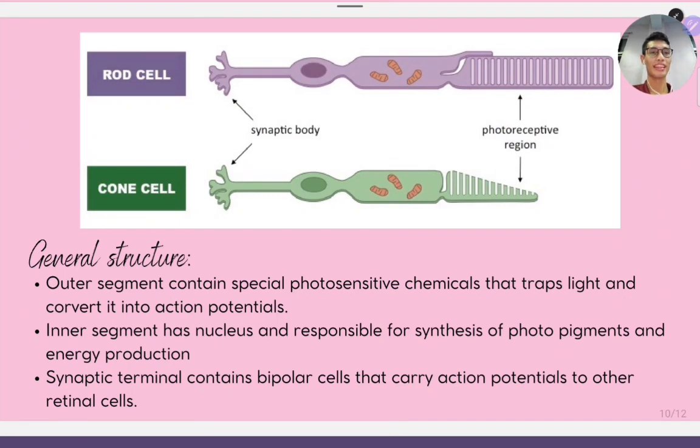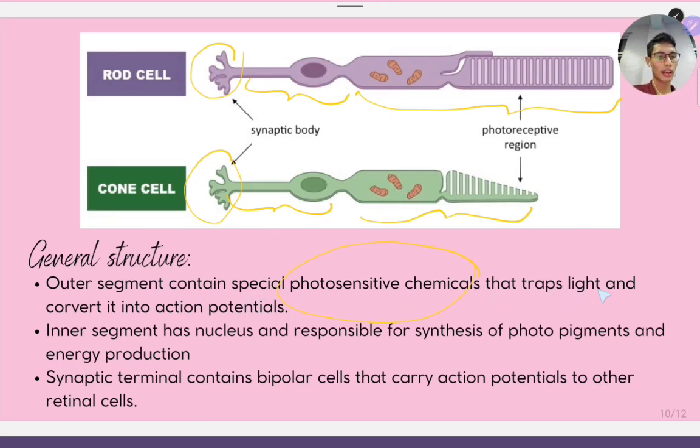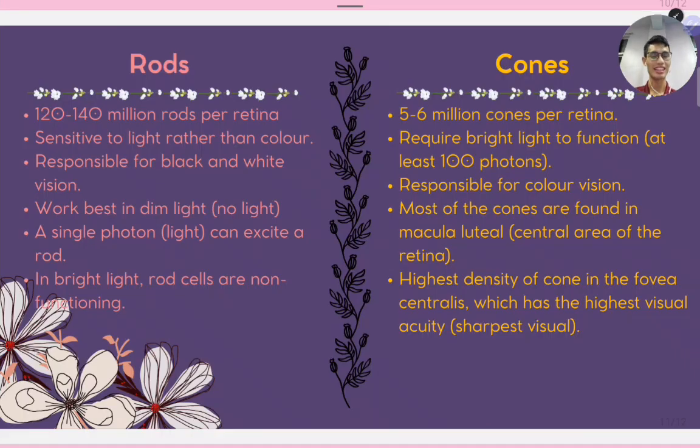Photoreceptor cells can be divided into three segments: the outer segment, the inner segment, and the synaptic terminal. The outer segment contains special photosensitive chemicals that trap light and convert it into action potential. The inner segment, however, has the nucleus and is responsible for synthesis of photopigments and energy production. The synaptic terminal contains bipolar cells that carry action potential to other retinal cells. Alright, so let's differentiate between rod-shaped photoreceptors and cone-shaped photoreceptors.